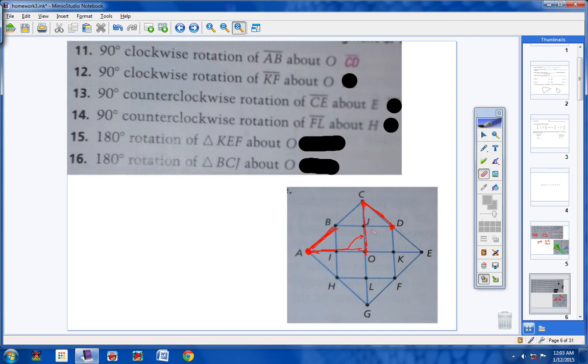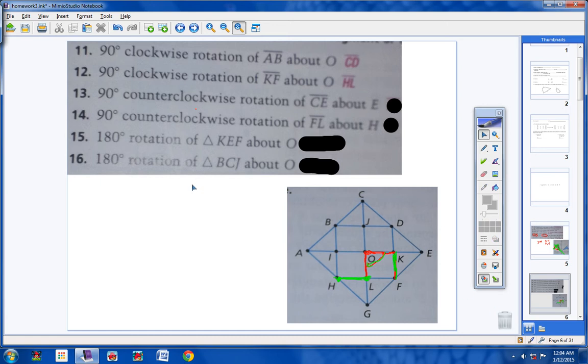Alright, moving on to number 12. We're going to rotate KF. So here's KF right here. We're going to rotate it clockwise 90 degrees about O. So here's K. I'm going to draw a line to O. I've got to rotate it 90 degrees. So right here. If I were to rotate, I'm going to change colors here. If I were to rotate KF 90 degrees, K would hit right here, and F would hit right here. Think about if I swung this around, it would hit here and here. So the answer would be HL.